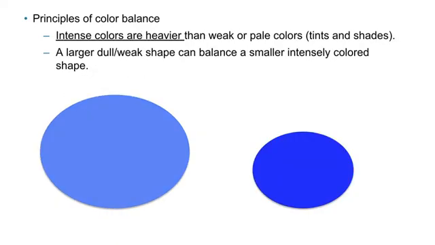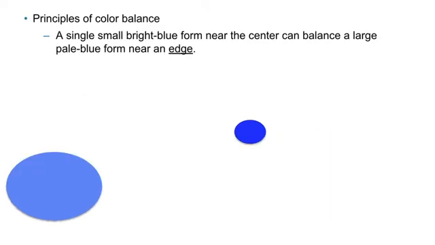Intense colors are heavier than weak or pale colors, tints or shades. This is a tint of blue because white has been added. So a larger, dull, or weak shape can balance a smaller, intensely colored shape. A single, small, bright blue form near the center can balance a large, pale blue form near an edge. And this is because the intensity of this color has more weight, while the location and size of this oval has more weight. So between the two of them, they can balance out.